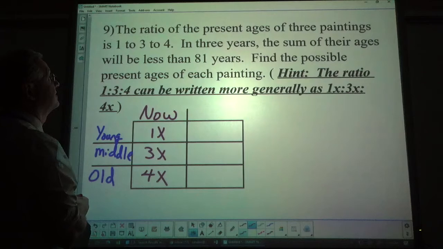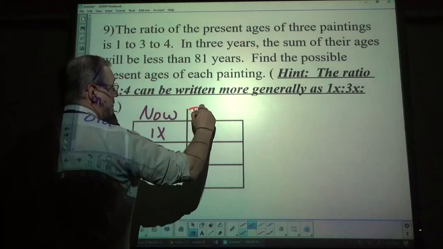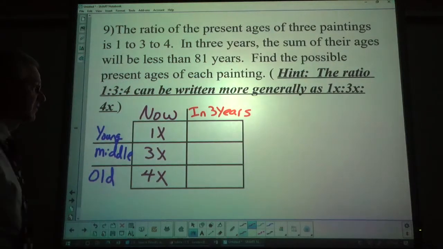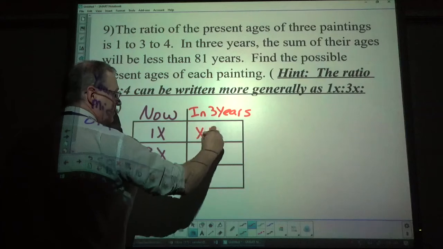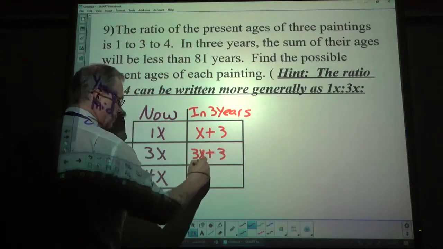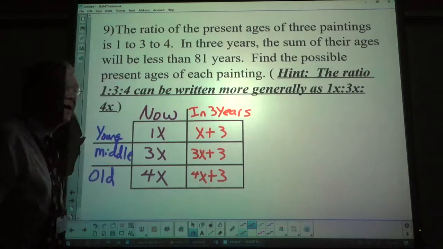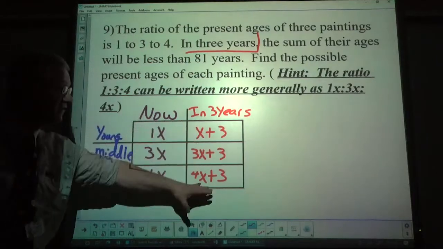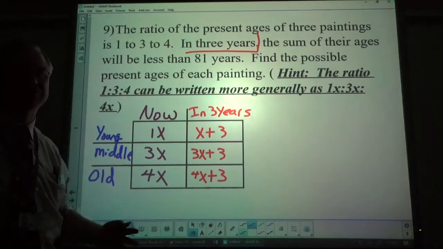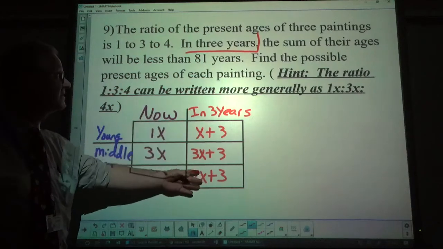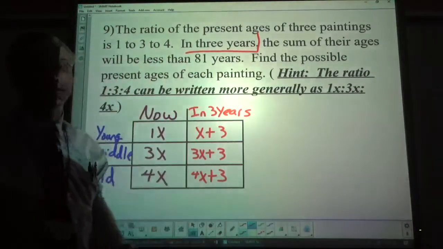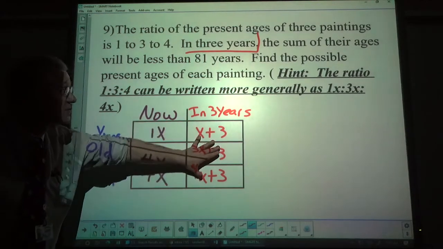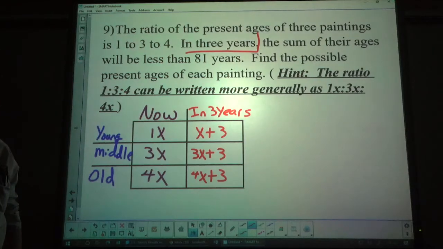The next thing it says is in 3 years. So that's future. So I'm going to add 3 to each of these. Again, do not read past the in 3 years until you filled in this part of the table. I forever see students try to fill this in with stuff from what is for the equation. It's not how it works. So you fill in this part, then use this to do what's after the in 3 years.